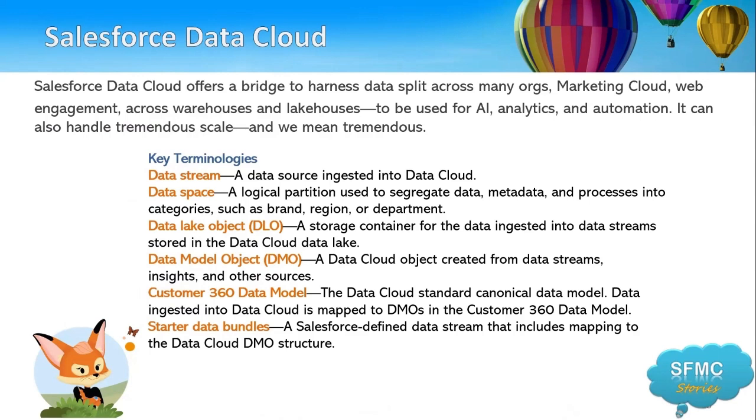And these data can be used for AI related communication or maybe generation of data with AI and analytical purpose and for automation. It can also handle tremendous scale, and we mean tremendous. Like you can bring terabytes of data and more than terabytes of data into data cloud. So that is how tremendous data scaling happens in data cloud.